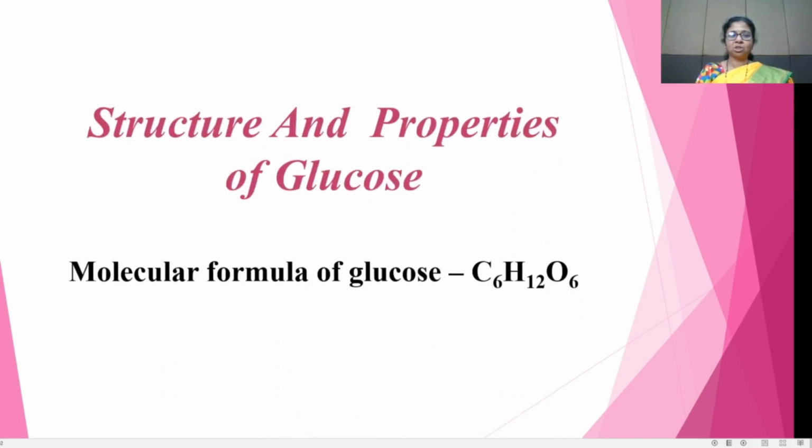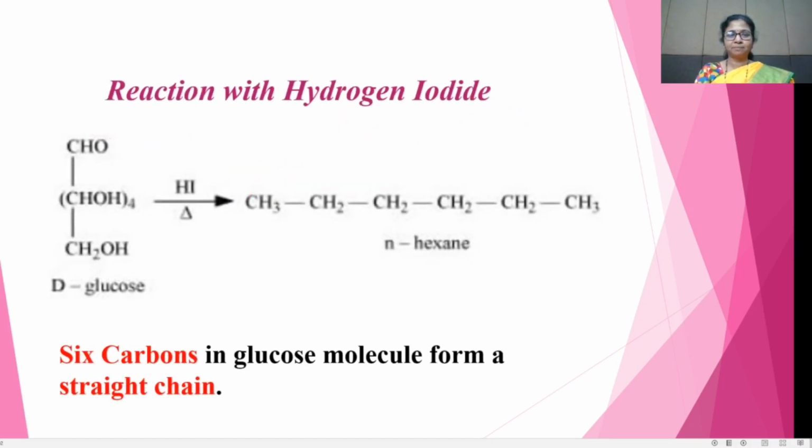Now see the structure and properties of glucose. The molecular formula of glucose is C6H12O6. The structure of glucose is derived from its different properties. Let us see them one by one. First, the reaction with hydrogen iodide. This is the structure of glucose: CHO, CHOH four times, and CH2OH.